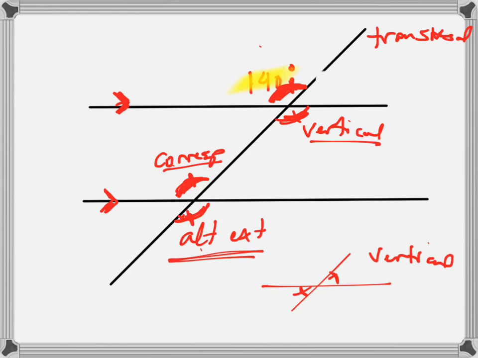Now let's use a different color. Let's use purple. And let's take a look at this angle. This angle right here, oops, that's not a very good color. This angle right here, what does that have to equal? If this is 140, what does that purple angle have to equal? These two angles have to add up to 180. So what does that purple angle have to be to equal 180? 40. So that has to be 40 degrees.